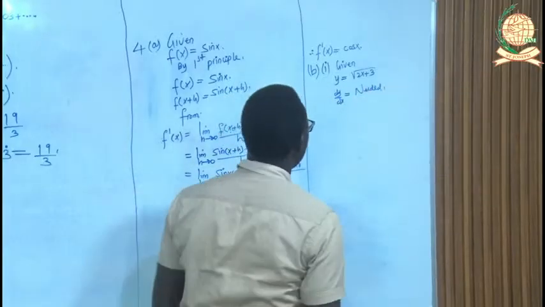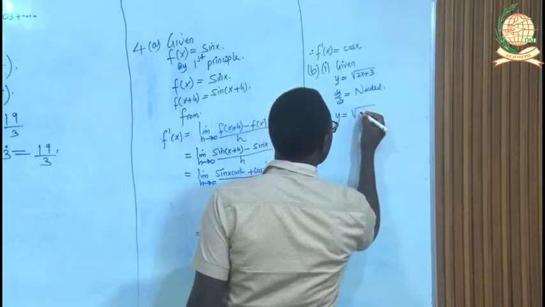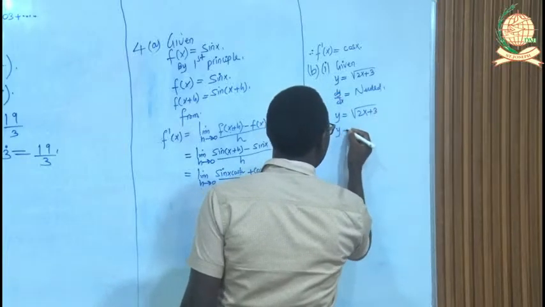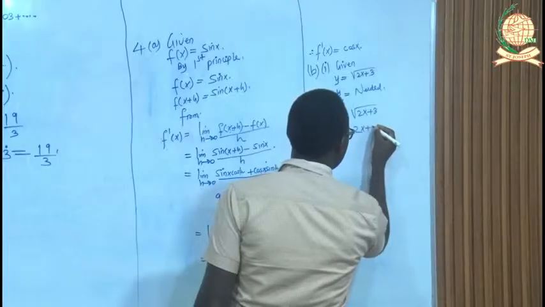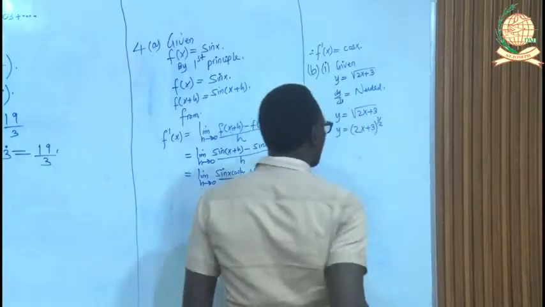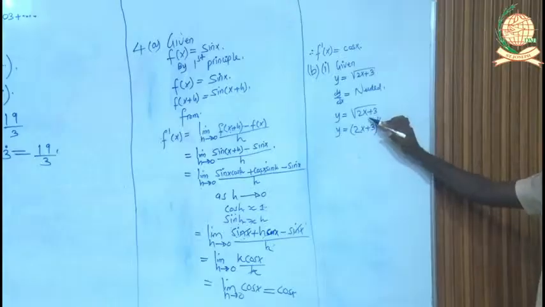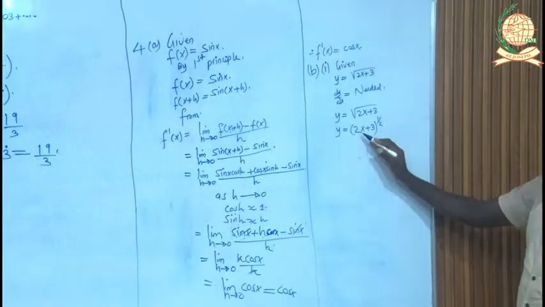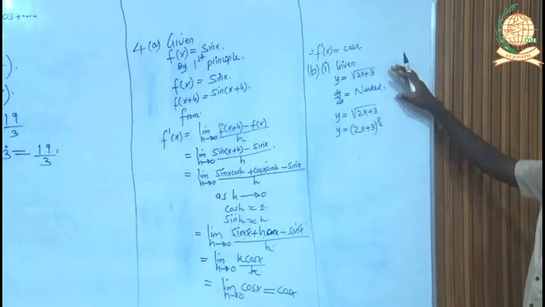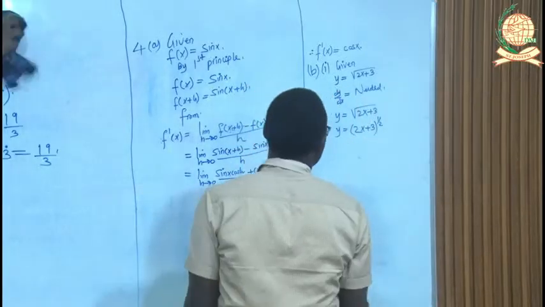Now for this question, we do as follows. We have y equals under root of 2x plus 3. This is the same as 2x plus 3 power 1 over 2. The radical sign is the same as the bracket 2x plus 3 power a half. The concept which is applied here is the chain rule, so use the chain rule concept to find the derivative.